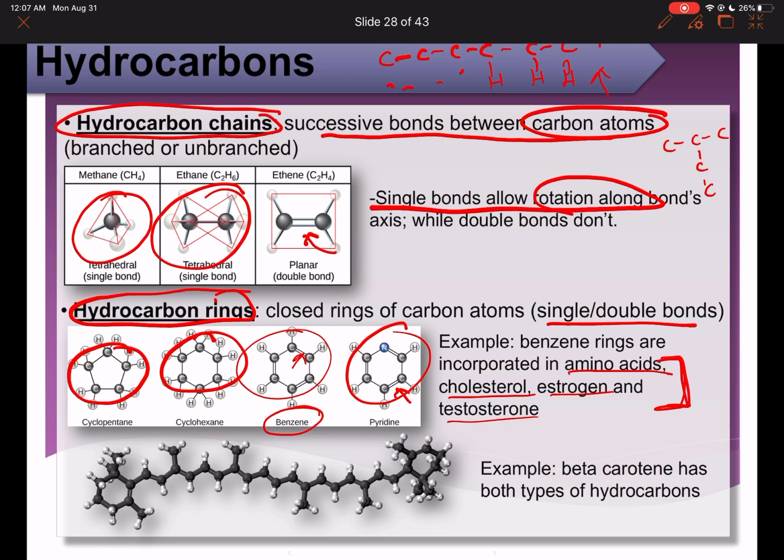Another example where the macromolecule can contain both hydrocarbon chain and hydrocarbon ring is beta-carotene here, where you can see at these two ends is a hydrocarbon ring that is connected to each other by a region of hydrocarbon chain. So hydrocarbon chains and hydrocarbon rings can exist by themselves or in combination within a macromolecule.